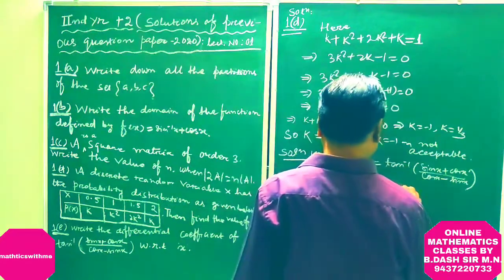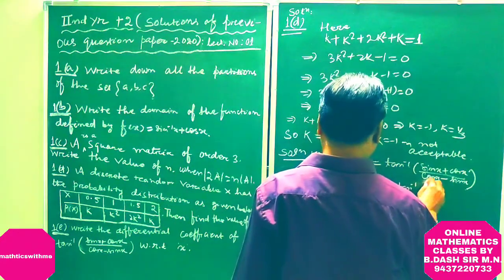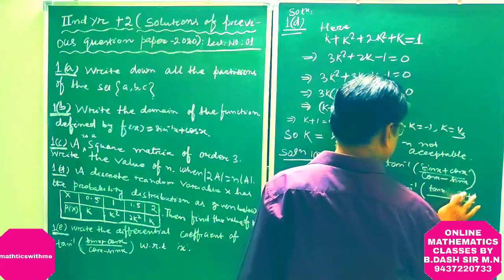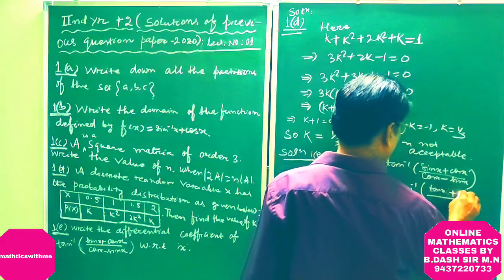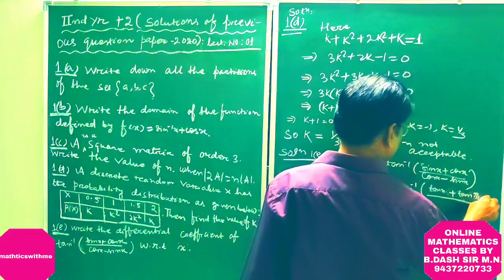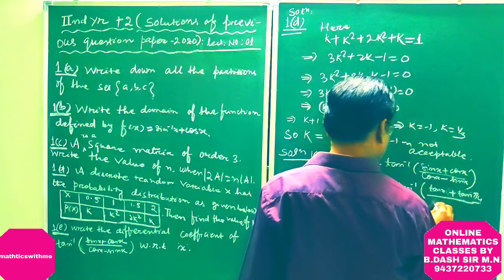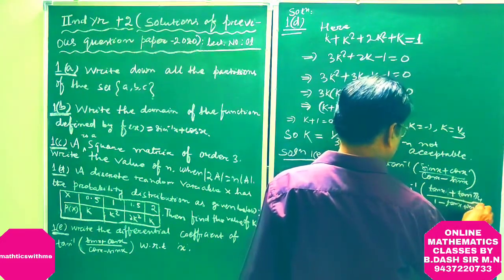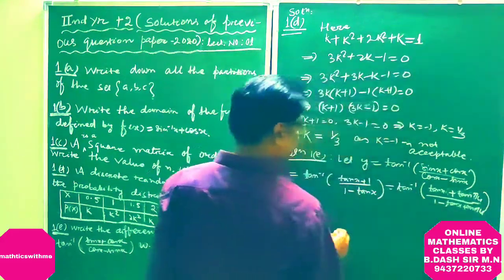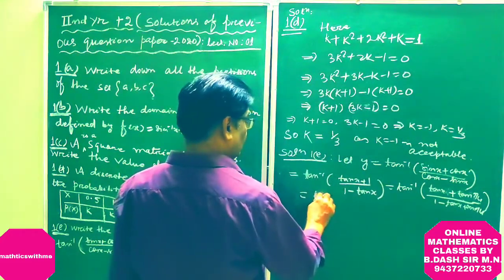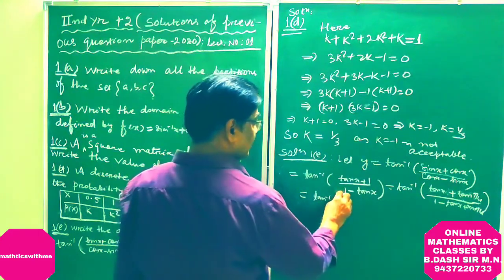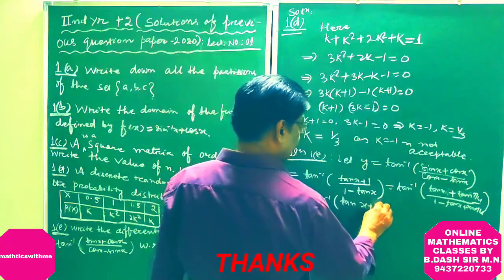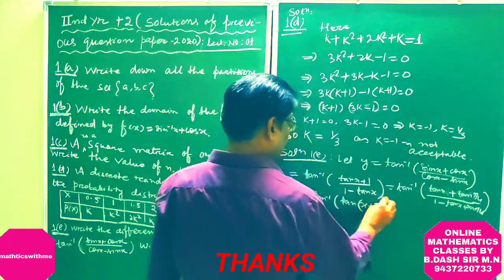So this can be written as tan inverse of tan x plus tan pi by 4 divided by 1 minus tan x into tan pi by 4, because tan pi by 4 is equal to 1. So this is equal to tan inverse of tan of x plus pi by 4.